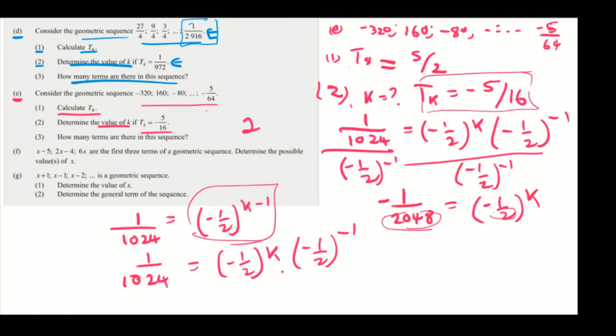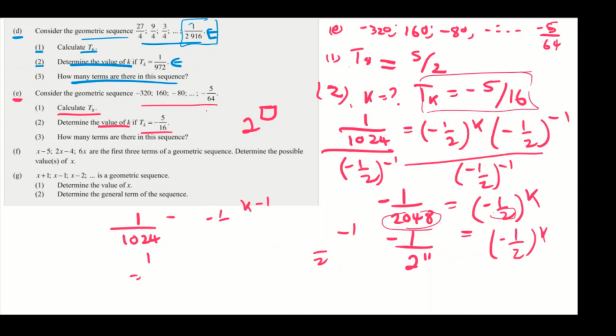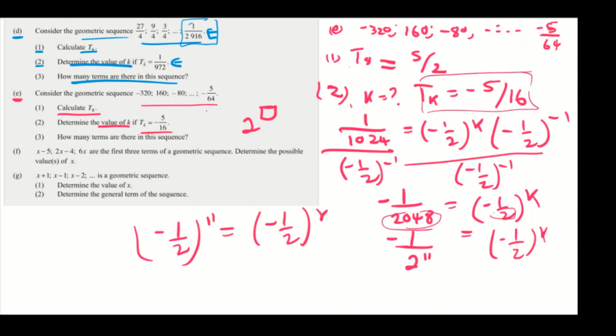To change it, you say 2 to the power of, we're going to choose any number until you get 2048. What I got is 2 to the power of 11, right? So 2 to the power of 11 is equal to minus 1 over 2 to the power of k. So what you will do here is this. You're going to say minus 1 over 2 to the power of 11 is equal to minus 1 over 2 to the power of k. So therefore k is equal to 11. So that is the final answer of this problem here.